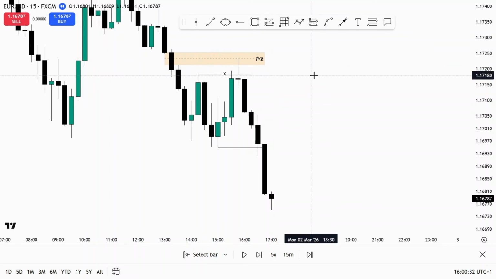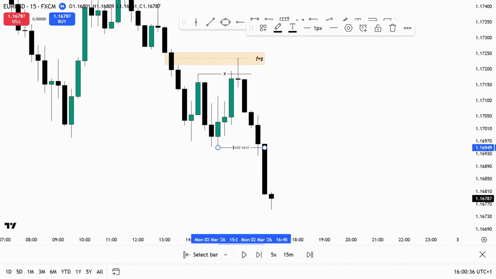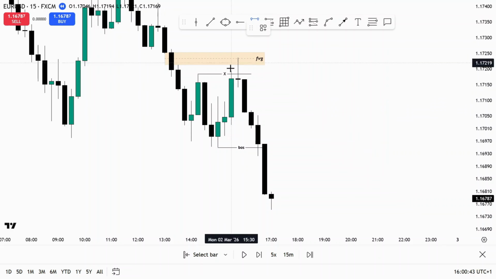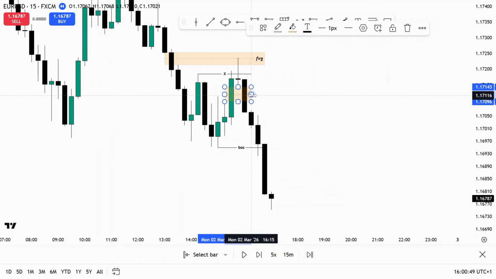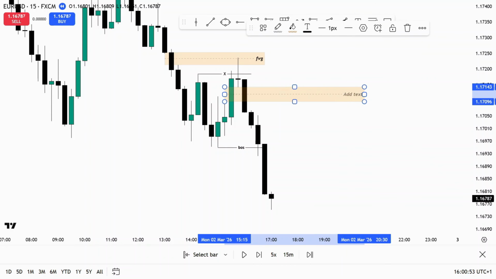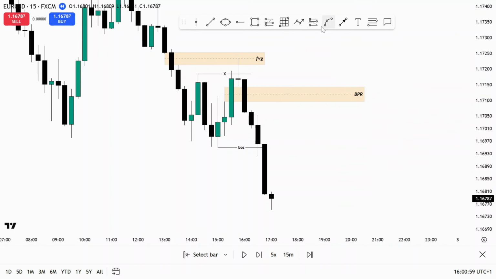So already, we're building confluence. Then after the sweep, we see a push to the downside, an impulsive move that gives us a break of structure. Now it gets even better. We can also see that the last bullish fair value gap was disrespected, and at the same time, price created a bearish fair value gap. Now we have the overlap, and that overlap becomes our balanced price range.